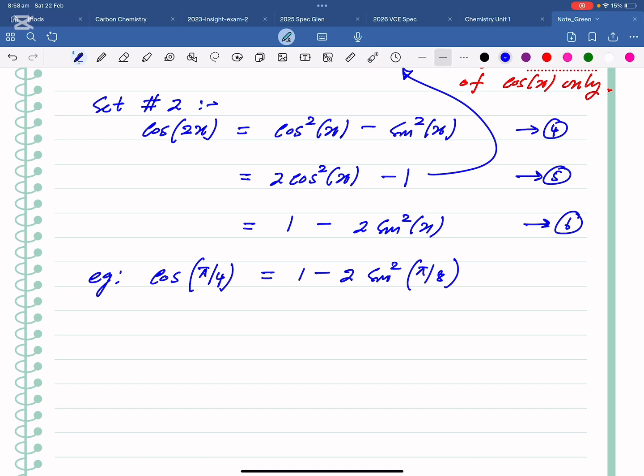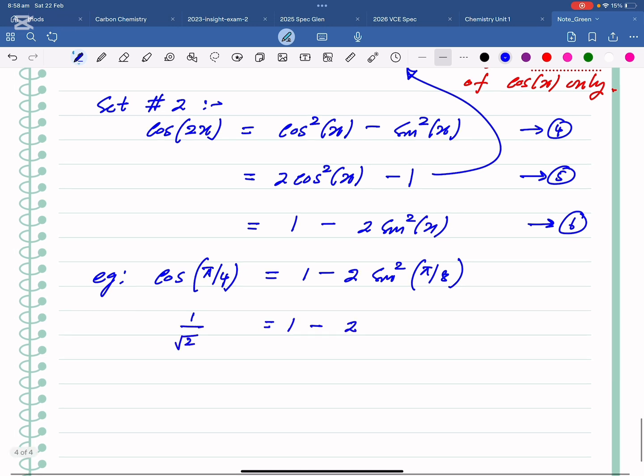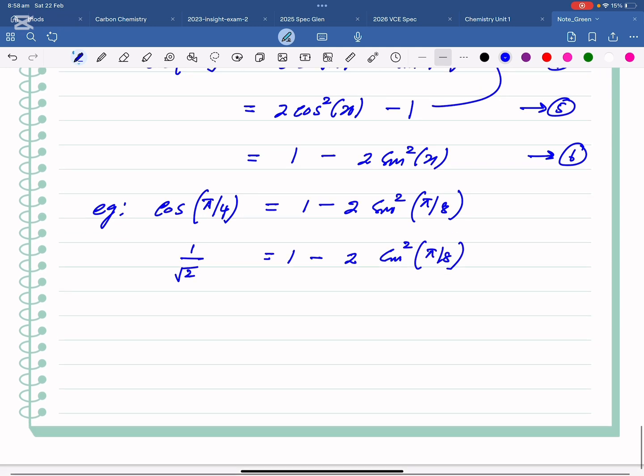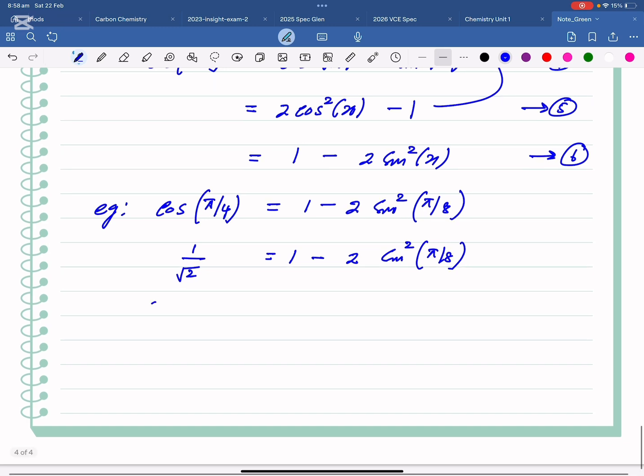So if you do that, this is going to be 1 divided by square root 2 is equal to 1 minus 2, and this guy is going to be sine squared pi divided by 8, right? So now we'll do a simple simplification. You bring this one to the other side. So 2 sine squared pi divided by 8 is equal to 1 minus 1 divided by square root 2, yeah?